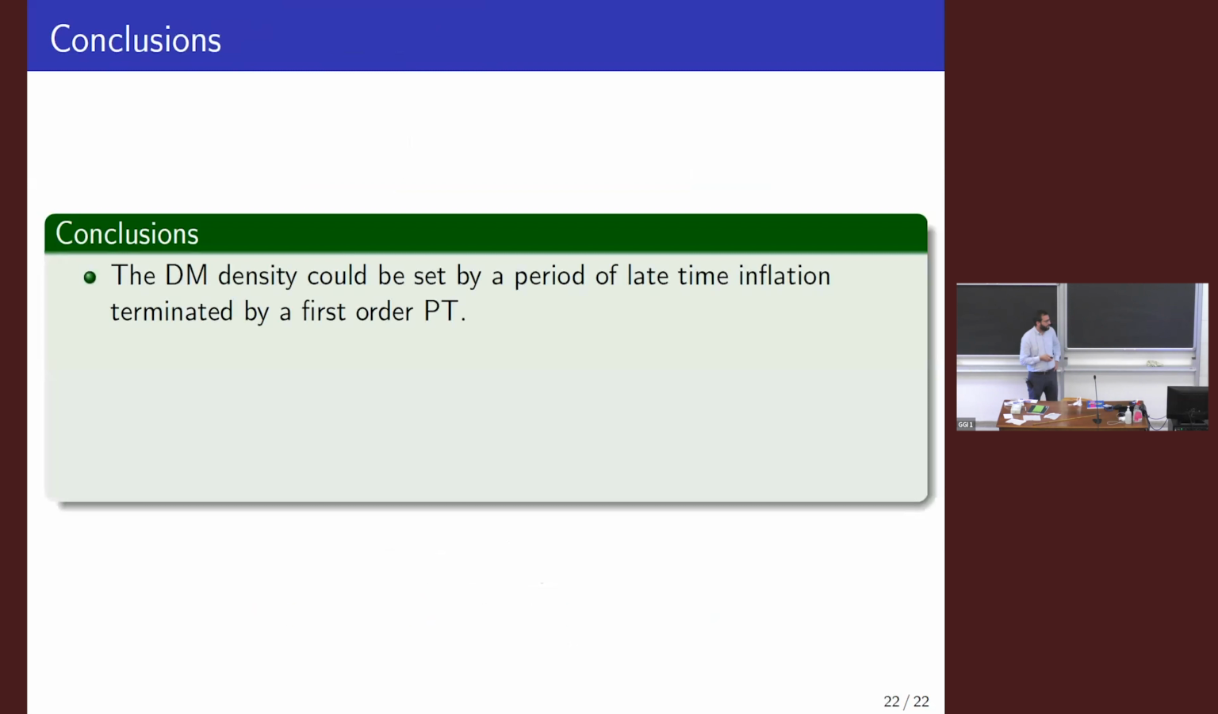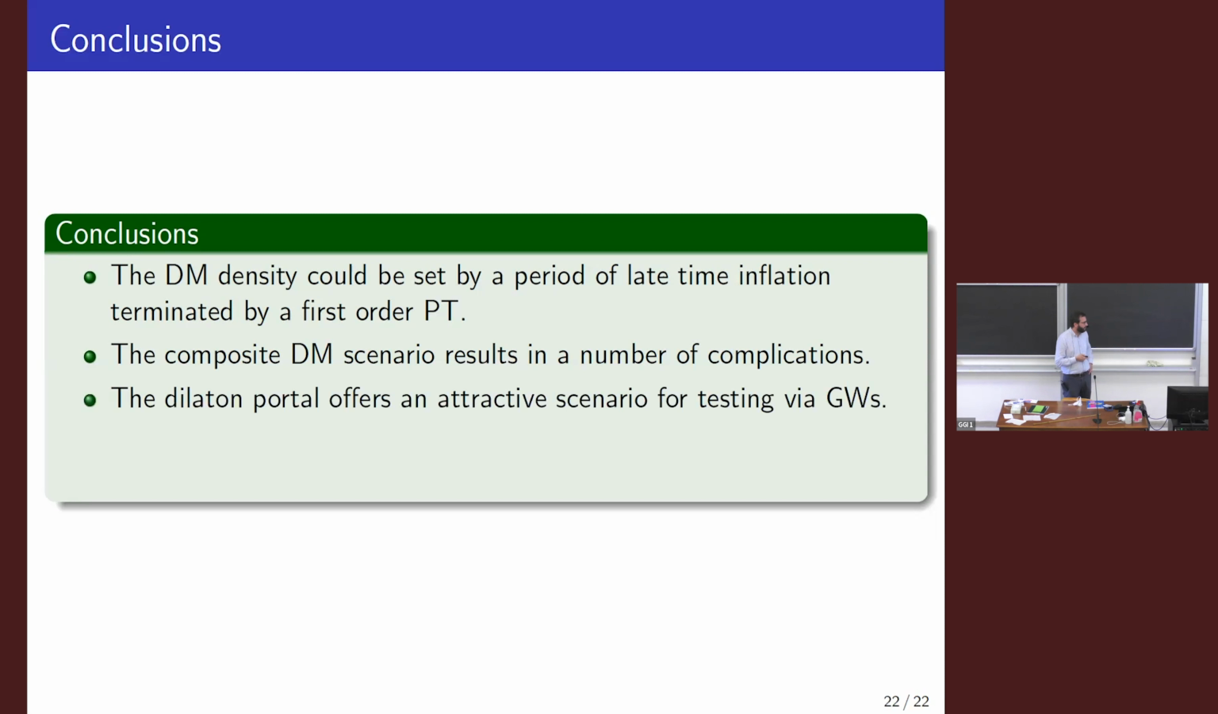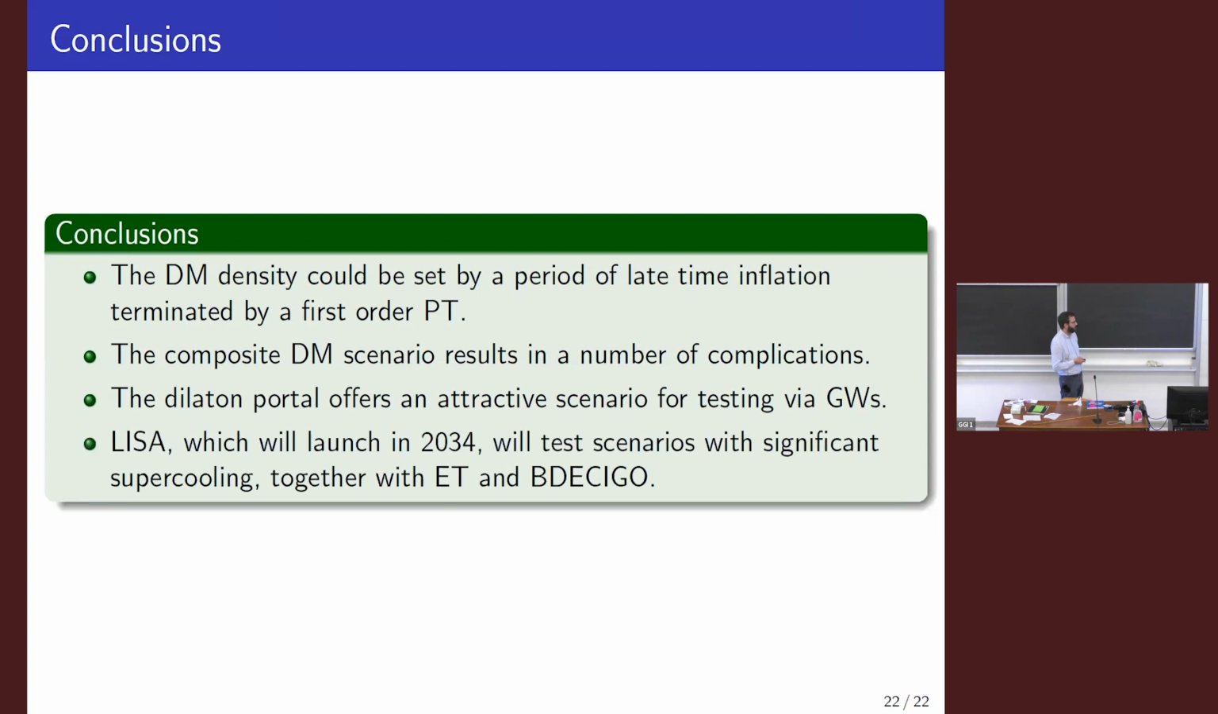So in conclusion, the dark matter density could be set by a period of late time inflation terminated by a first order phase transition. And we saw a number of complications which arise in this composite dark matter scenario. But this dilaton portal, I think, offers at least an attractive scenario for testing via gravitational waves. So it's sort of motivating because there are scenarios out there that, if you have these strongly supercooled sectors, can give you a big signal in LISA above foregrounds. And so I'm very much looking forward to the 30s.